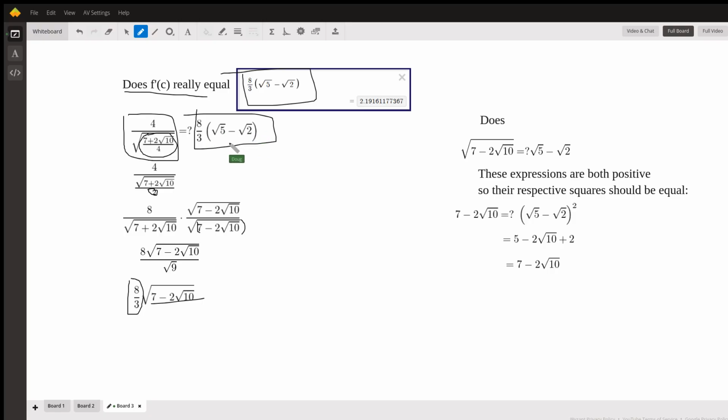So that looks sort of like this. The 8/3 matches. Does this expression really equal the square root of 5 minus the square root of 2? And these expressions are both positive. I think we can agree on that. So their respective squares should be equal. If I square the square root of 5 minus the square root of 2, I do get 7 minus 2 radical 10. So everything checks out.